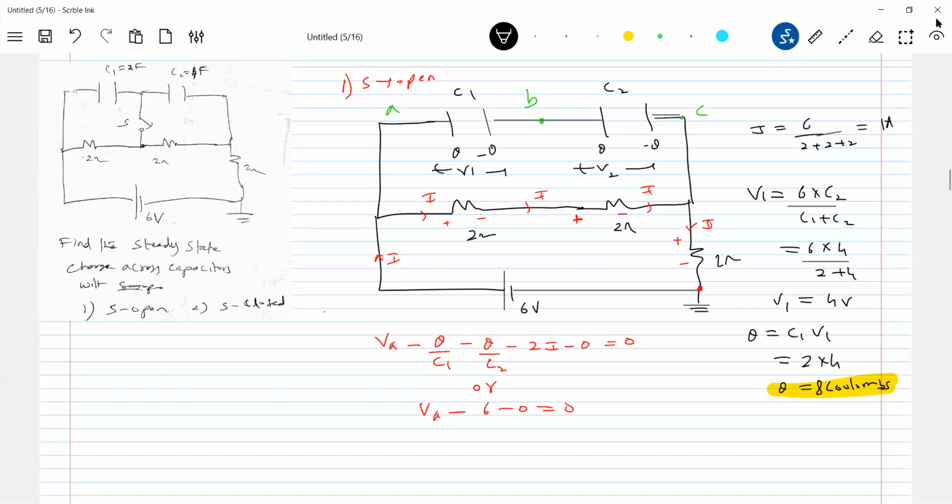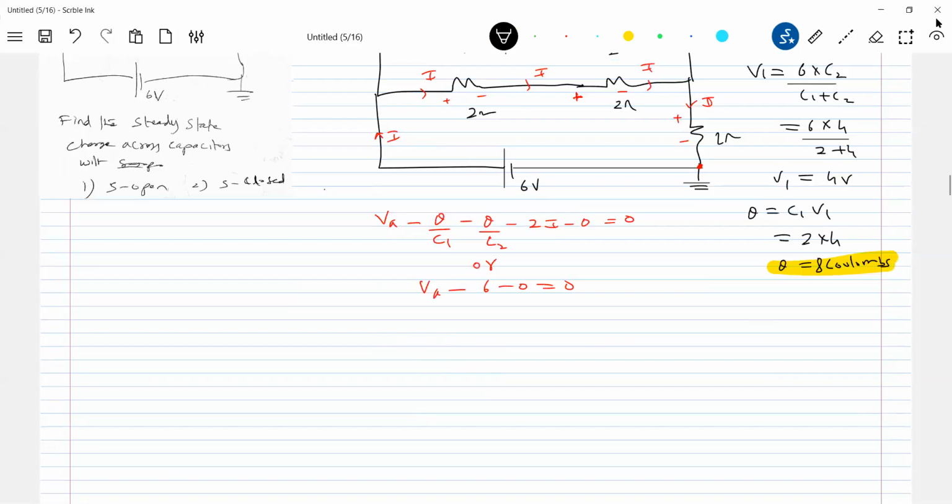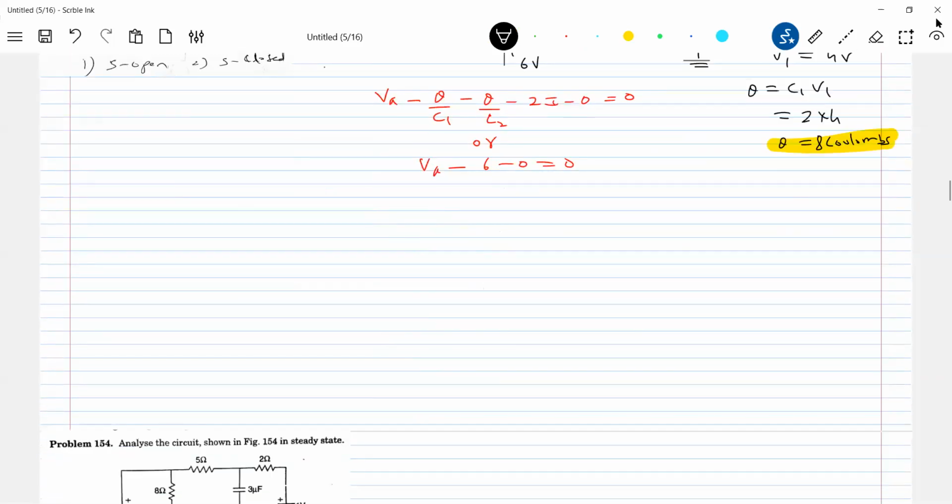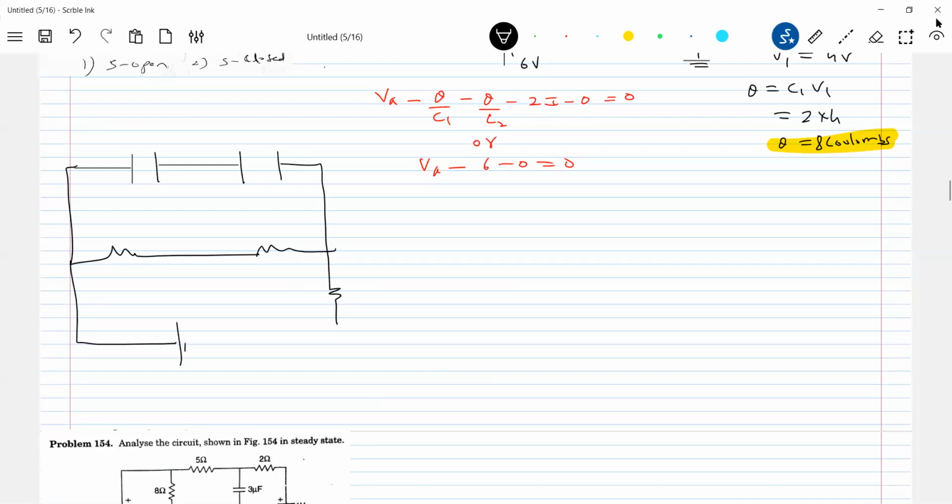Okay, we'll go for the second part of the problem. With the switch closed, I'll give the circuit. Nothing to do with earthing. I'm just not bothered about the earthing, only using it to define that zero potential point. The switch is closed now. Right.